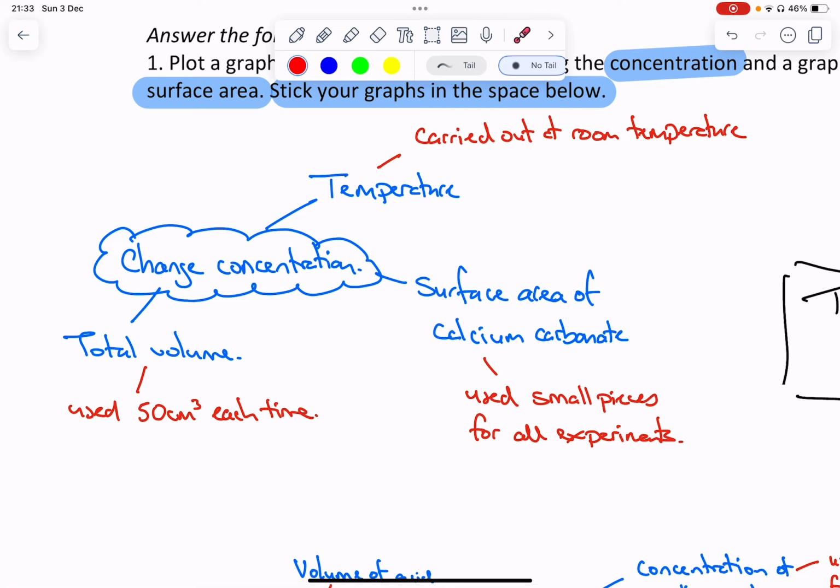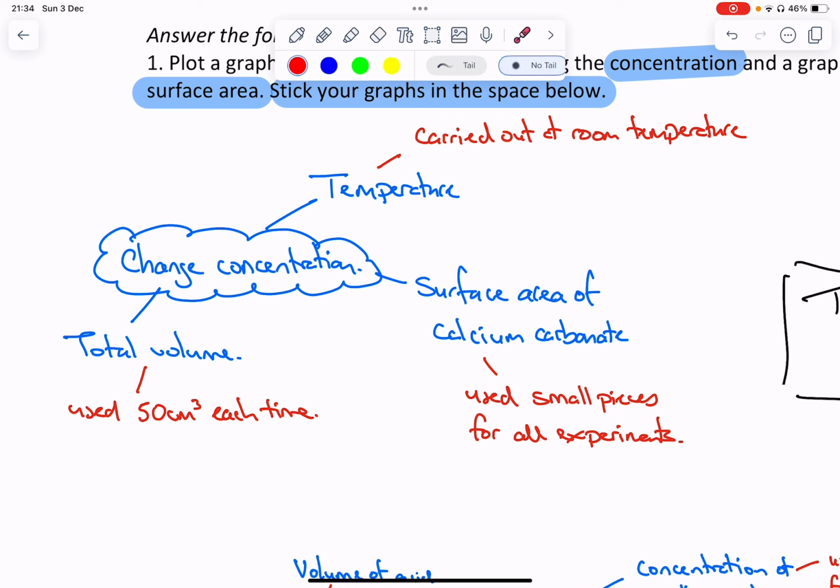In the first experiment we did, we changed the concentration of the acid. Now, the variable that we change means that we have to keep everything else the same so that we get reliable results. So the variables that we keep the same: we keep the temperature the same by carrying it out at room temperature. And we know that if we change the temperature, for example it gets hotter, the reaction will go faster because the particles have more energy and there's more chance of successful collisions.